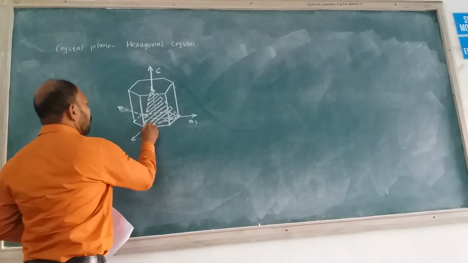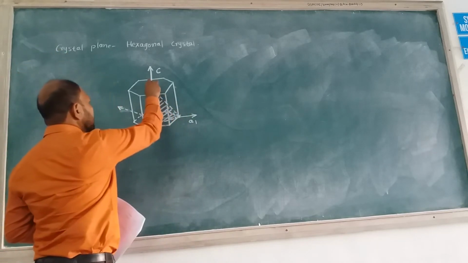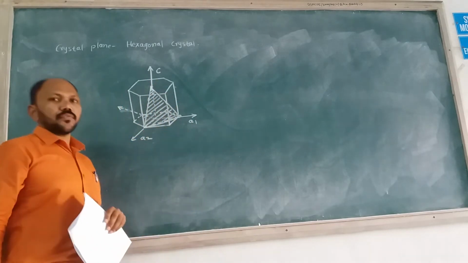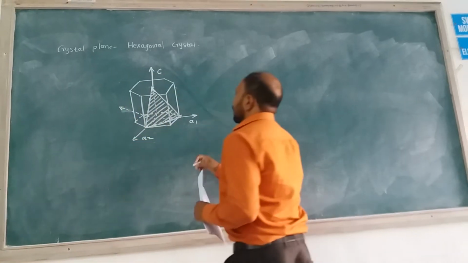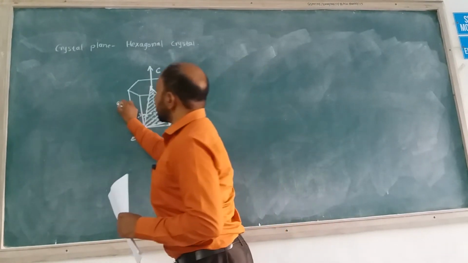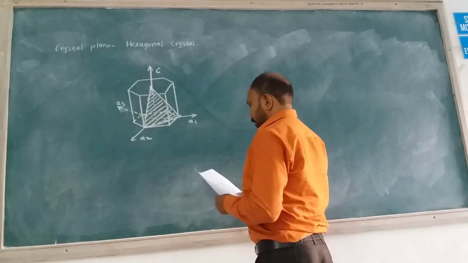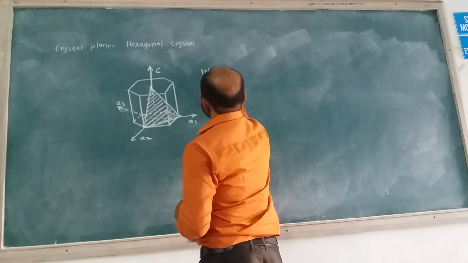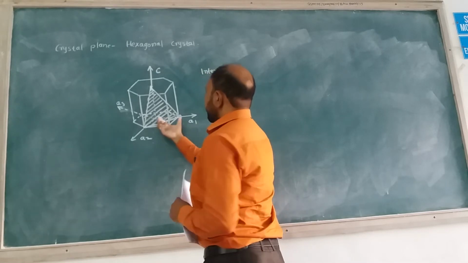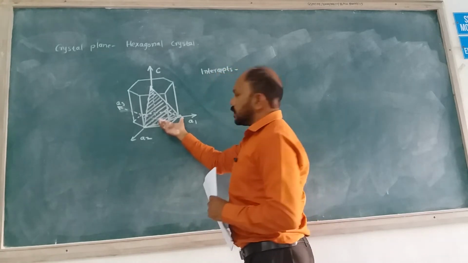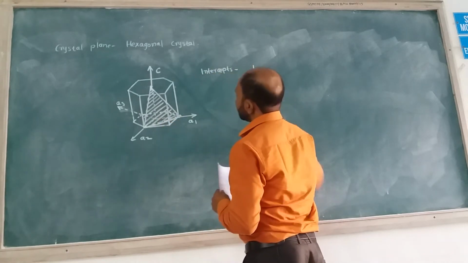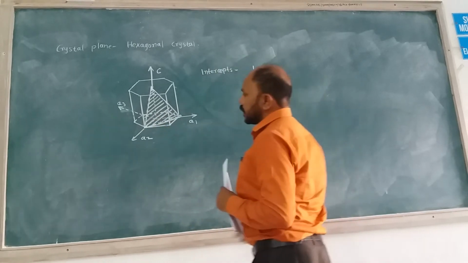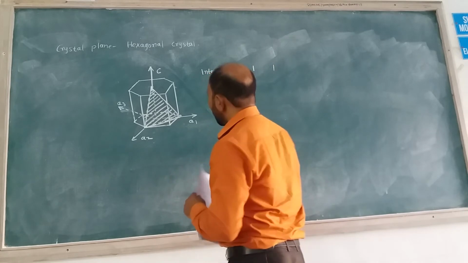Now consider we want to find this plane. If we want to find the values for this plane, this is the A1 axis, the A2 axis, this is the A3 axis, and this is the C axis. If we take the intercepts, in the A1 direction the distance is required, unit distance we consider here, so positive 1. This distance is also needed, in the A2 direction, positive 1.